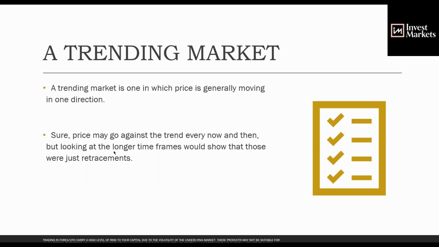So remember, a trending market is one in which price is generally moving in one direction. Sure, price may go against a trend every now and then, but looking at the longer term time frame would show that those were just retracements. So in other words, when we go back and look at a longer term period, this isn't giving us a trade. It's giving us an understanding of the markets and where we sit in the market. Because what looks like right now as a downtrend or an uptrend can simply be one of those peaks and valleys of a much longer uptrend.